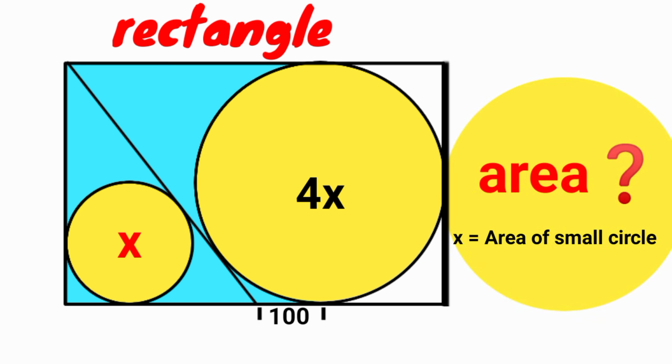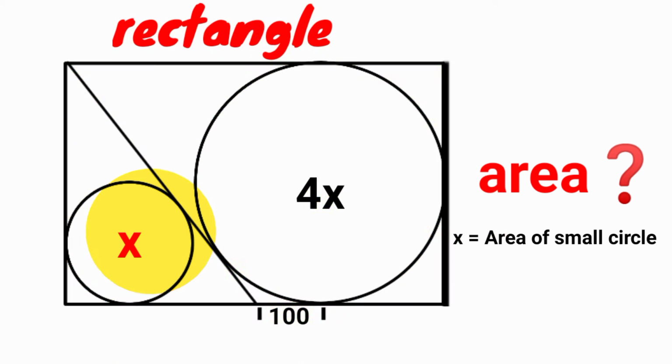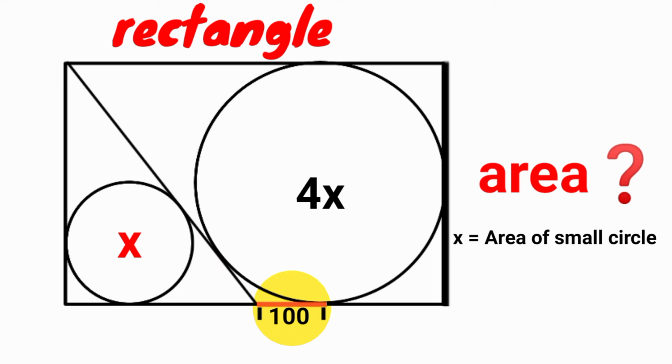We are asked to calculate the area of this rectangle. This x we can see is the area of the small circle, and we can see this big circle here, its area is given as 4x, meaning its area is 4 times the area of this small circle. The length of this segment is 100 units. So how can we solve this?